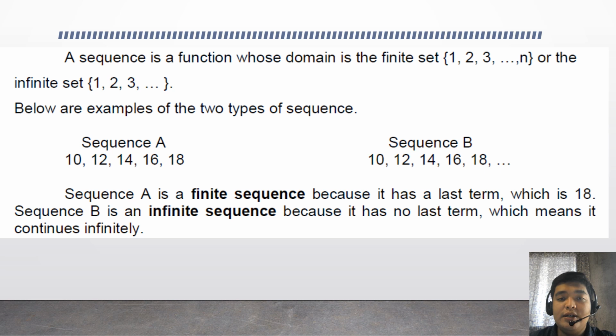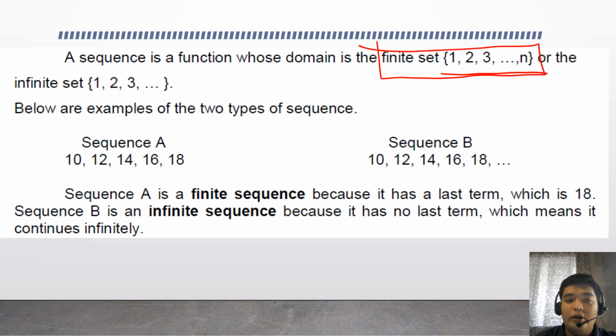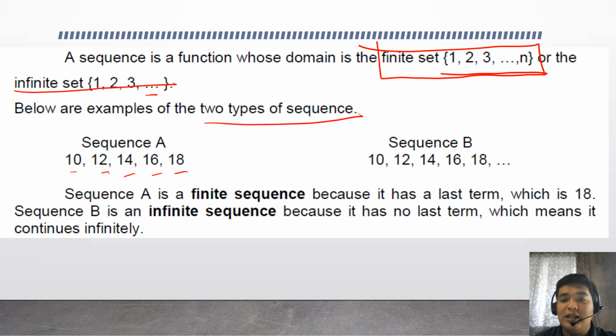A sequence is a function whose domain is the finite set with elements 1, 2, 3 up to n, or the infinite set 1, 2, 3, and so on. Below are examples of two types of sequence. Sequence A: 10, 12, 14, 16, 18. And sequence B: 10, 12, 14, 16, 18, and so on. You have to observe the two sequences.